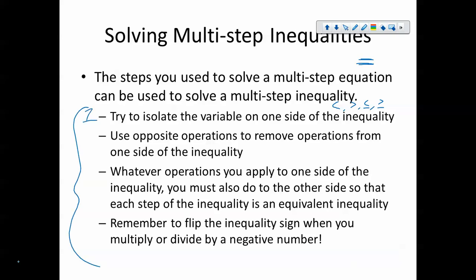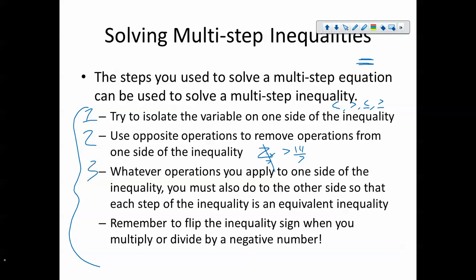Number 1, the goal is to try and isolate the variable on one side of the inequality. We want just the variable by itself so we can see the values that it takes. Number 2, we want to use opposite operations to remove operations from one side of the inequality. If I have 7x greater than 14, the opposite of this multiplication is division. And so I'm using division on both sides to eliminate that operation. I'm trying to eliminate all of the operations that are on the same side as the variable.